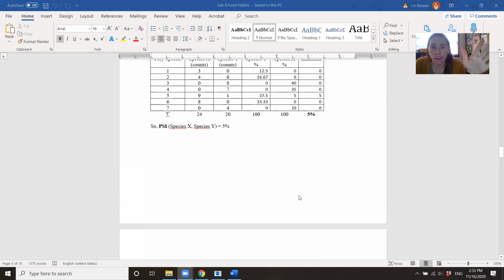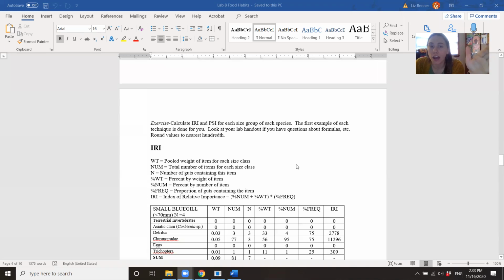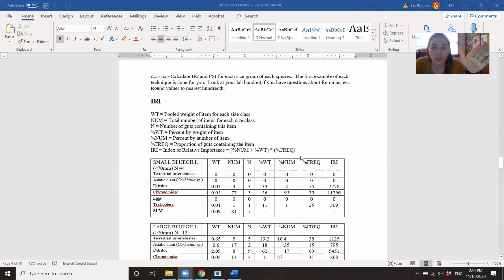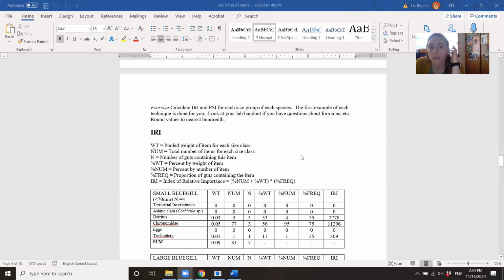Okay, got through PSI. So now we're going to calculate IRI and PSI for each size group of each species. The first example of each is done for us. I've already gone through and done these calculations, but I've explained how we're going to go through them. I really recommend that you go through with your calculator and do the math yourself just to double check. These values were all what we got when we went through the lab together in class, but for the sake of time, I'm just going to fly through them here and there, but the examples have been done for you at the beginning.